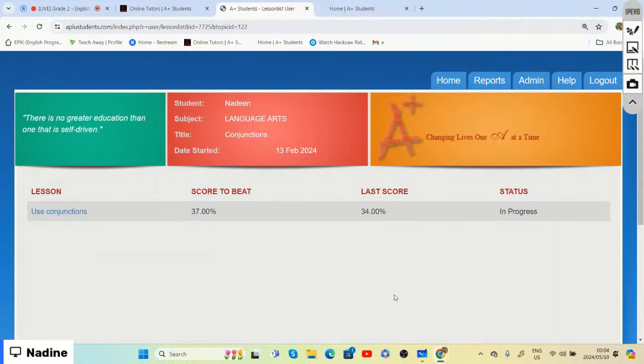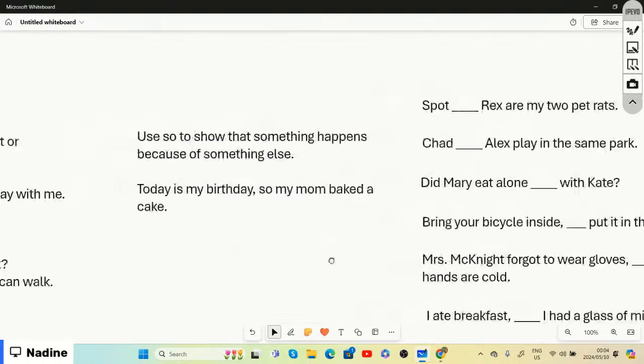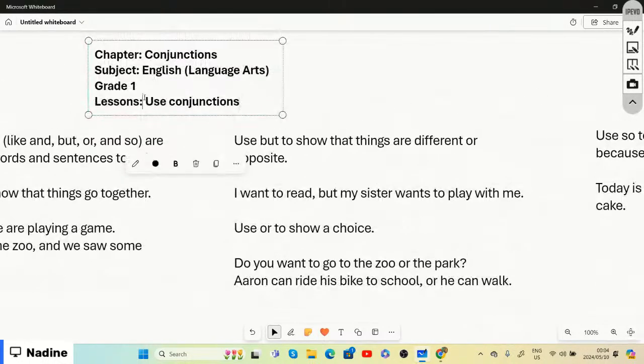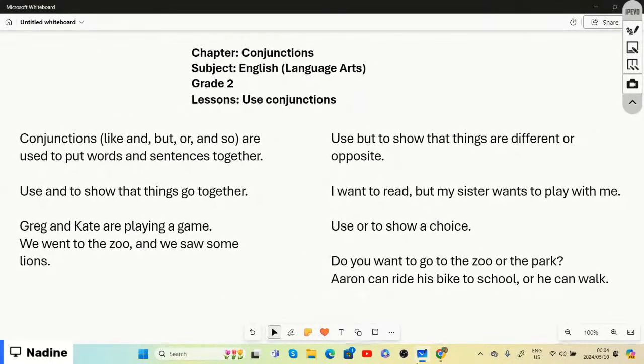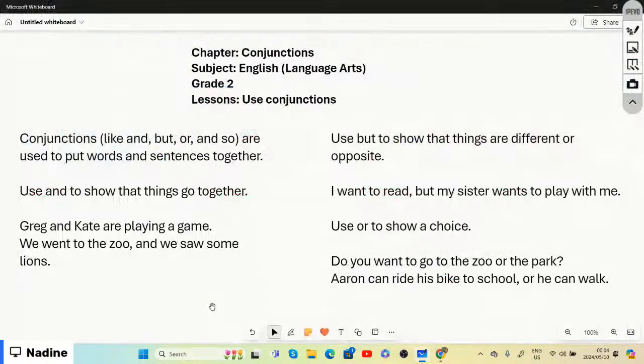All right, so our chapter is conjunction. Our subject is English language arts, grade 2. And the lessons that we're going to be focusing on is to use conjunctions.